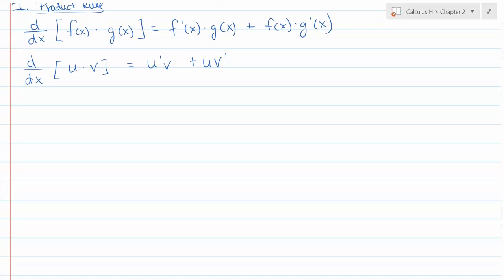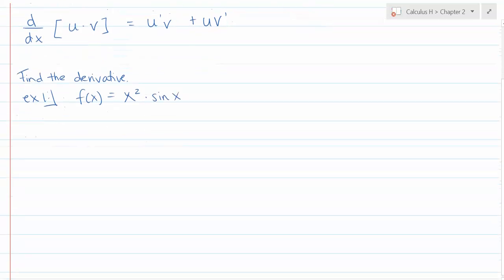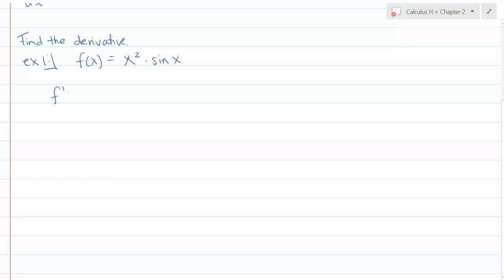Okay, so I'm going to ask you to find the derivative. I'm going to show you how this product rule works. Example 1, if I have f of x equals x squared times sine x, you can see that there's two different functions here. So to find my derivative, the derivative of x squared is 2x, sine x stays the same, plus x squared is the same, but then it's times the derivative of sine x, which is cosine x.